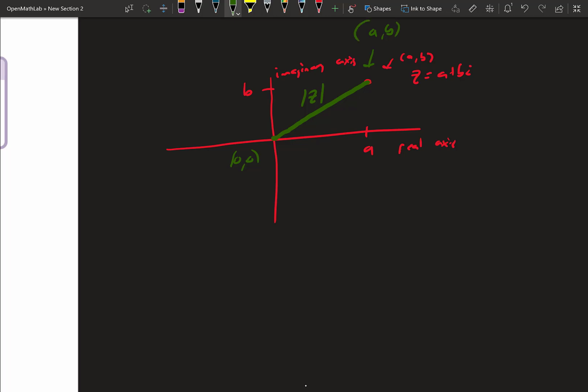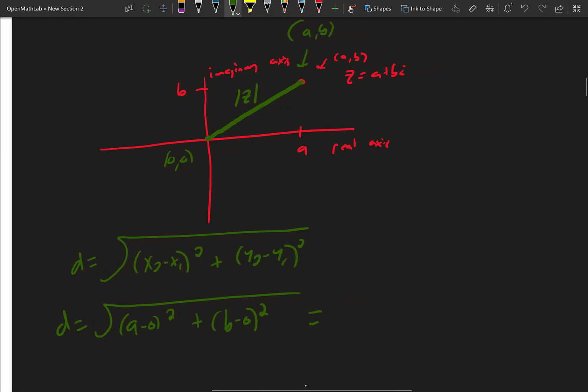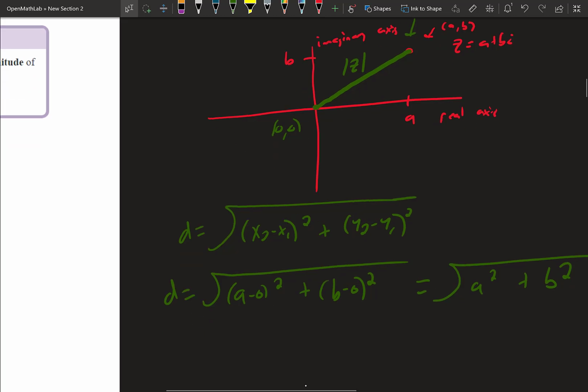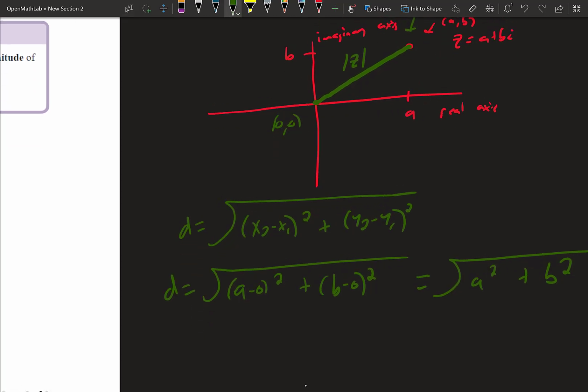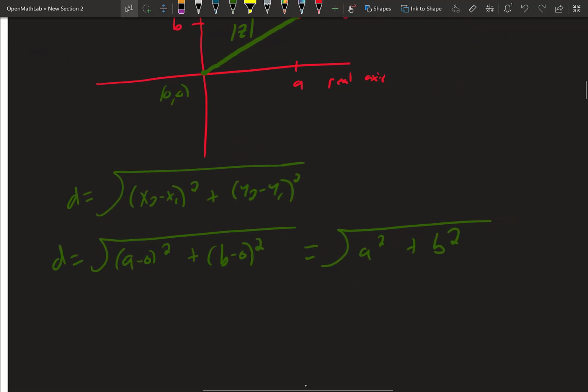then if I find the distance using the distance formula, remember the distance formula is equal to the square root of x2 minus x1 quantity squared plus y2 minus y1 quantity squared. So we would have the square root of a minus 0 quantity squared plus b minus 0 quantity squared, which, subtracting 0, you just get that value. So this would just become the square root of a squared plus b squared, which is exactly what we have. So that's what I meant by the distance between the origin and the point being equivalent to the modulus of z.